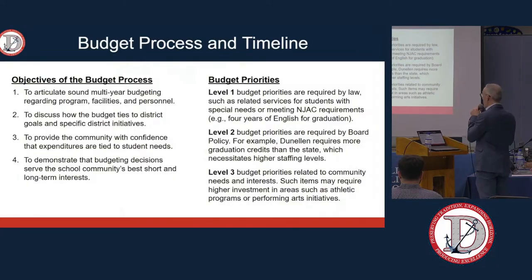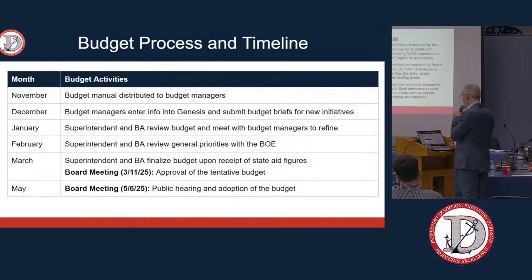The first is level 1 priorities, which are required by law. The second one are required by board policy. So many of you know Dunellen High School has a credit requirement well above the state requirements, and so that requires perhaps higher staffing levels or those sorts of things. And then level 3 is really about community interest. So we have strong athletics programs, performing arts initiatives, and level 3 budget priorities really speak to those points.